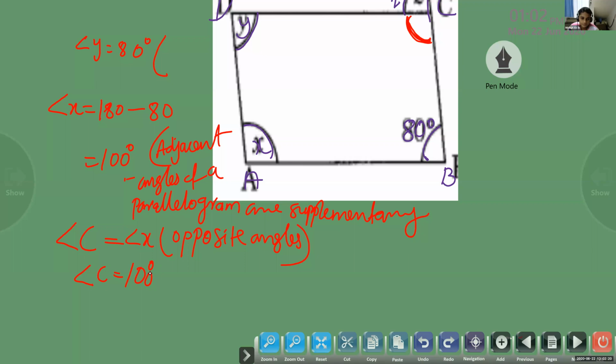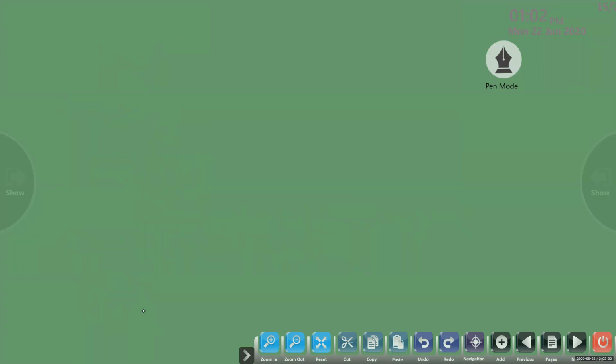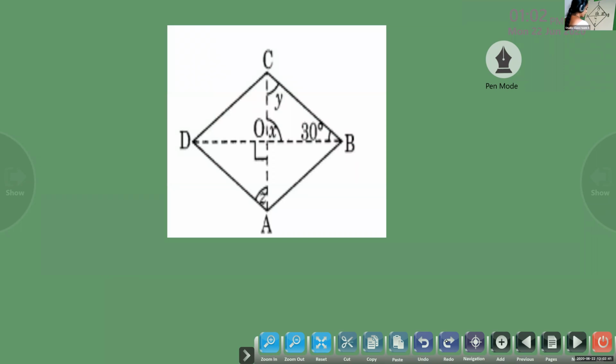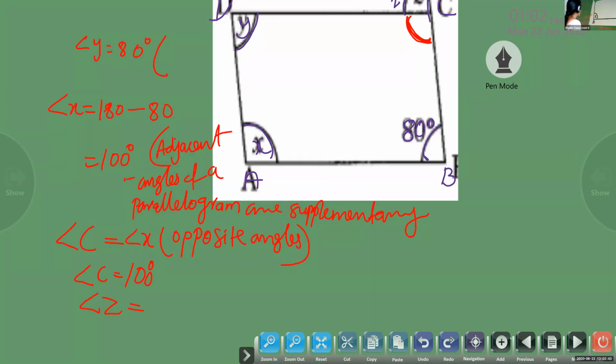Now we will get Z. Angle Z plus angle C is equal to 180, linear pair. That is the reason. Angle Z equals 180 minus 100, equals 80 degrees. Reason is linear pair.